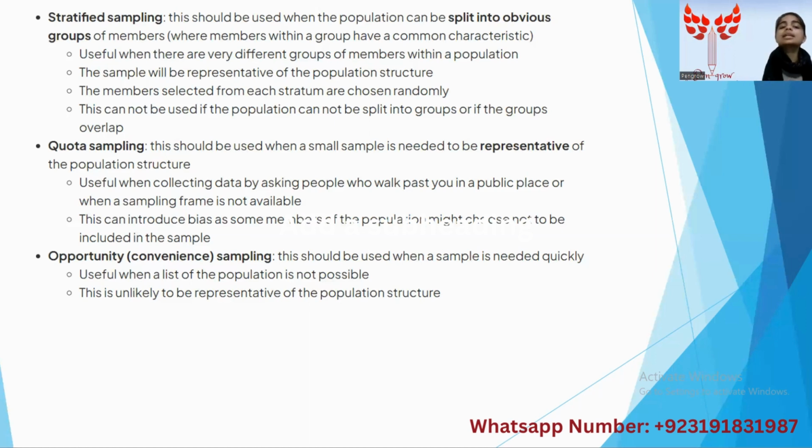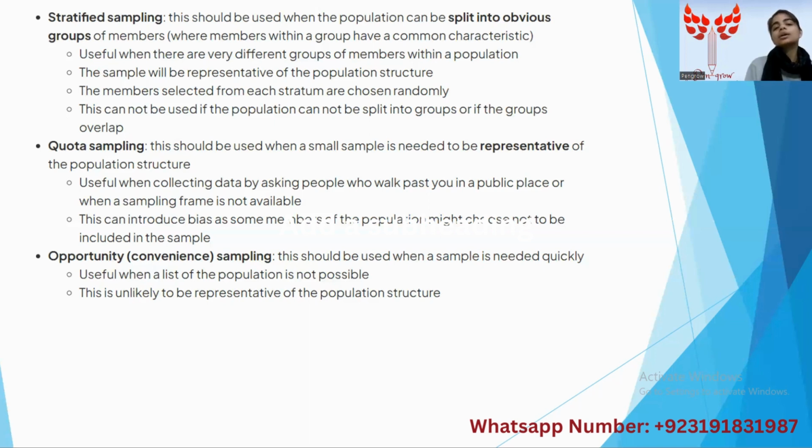But this technique can introduce bias. Some members of the population might choose not to be included in the sample. Then we come towards opportunity or convenience sampling, right? This should be used when a sample is needed quickly. You need to quickly do the experiment. You're late. You just have to submit your deliverable tomorrow to your teacher, and you haven't done your work. Then you would obviously go for a convenience sample.